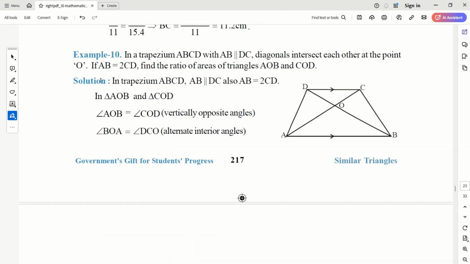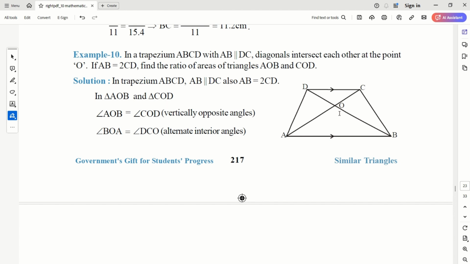Similarly, next example. In a trapezium ABCD, with AB parallel to DC, diagonals intersect each other at a point O. If AB equal to 2 CD, AB is twice CD, find the ratio of areas of triangles AOB and COD. AOB and COD. Now, it's very easy.